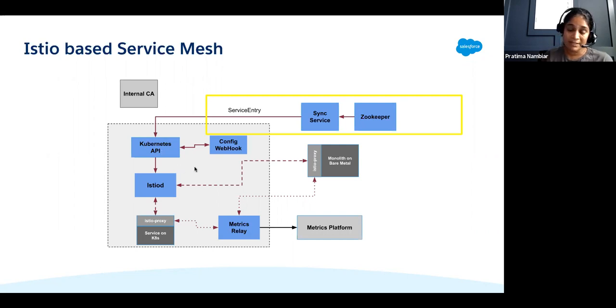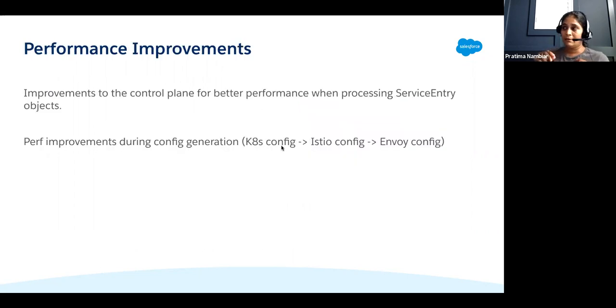Now, when we did that, we noticed that the control plane wasn't as performant. We had a ton of different service entry objects, and the control plane wasn't fast enough in processing these requests. We saw issues with availability of the control plane. So we made improvements to the control plane in how it processes these service entry objects. And in general, we've made changes to improve the performance of config generation.